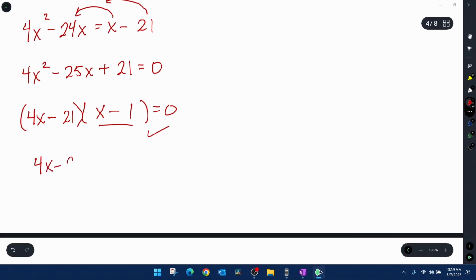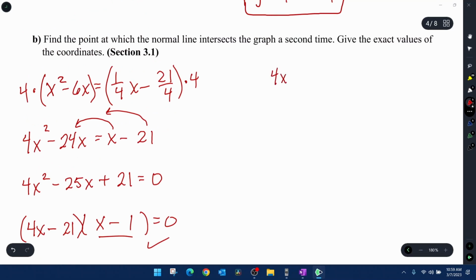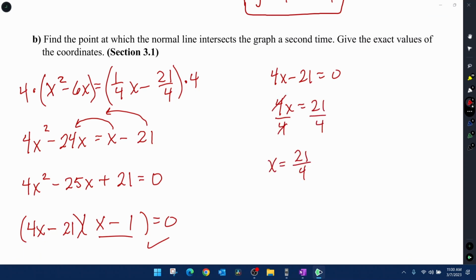4x minus 21 equal to 0. Let's bring that up here. 4x minus 21 equal to 0. So 4x is 21. So x is, and is that the answer? So I got the x, I need the y. So where can I plug this x into to get the y?